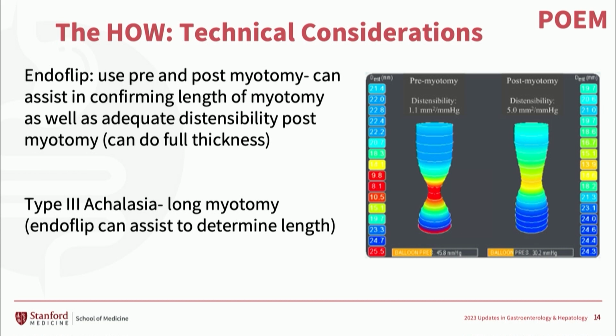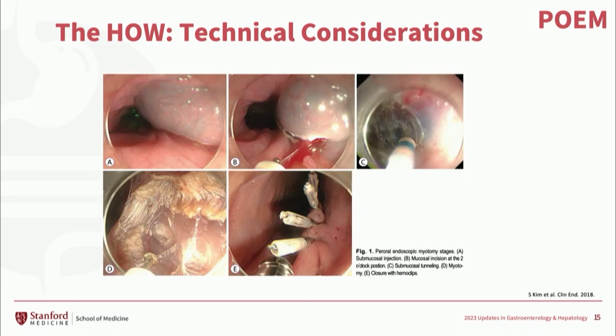And particularly for type 3 achalasia, use of the EndoFlip is extremely helpful, as we already know it's going to be a longer myotomy, but it can really help guide us in terms of where we want to start that myotomy in relationship to the LES. So for actual procedural planning, it's been quite helpful.